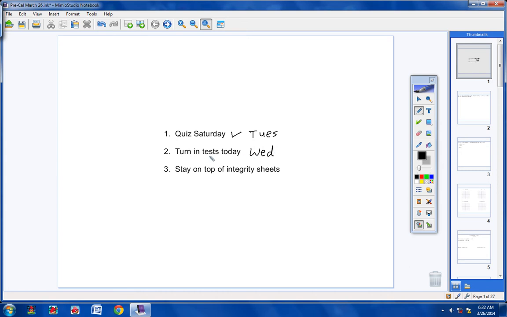So please make sure you get your test turned in today, Wednesday, and then stay on top of your integrity sheets. They're called integrity sheets because you need to be honest and do your homework every day, okay? Please stay on top of these and don't get behind. It's really difficult when you get behind to make up the math.